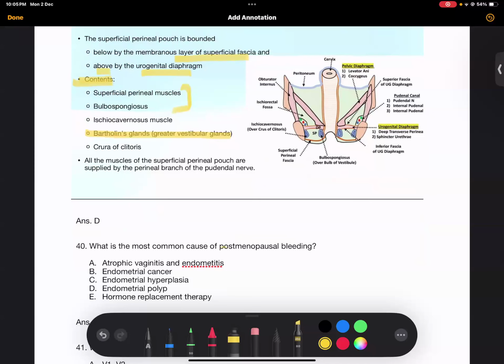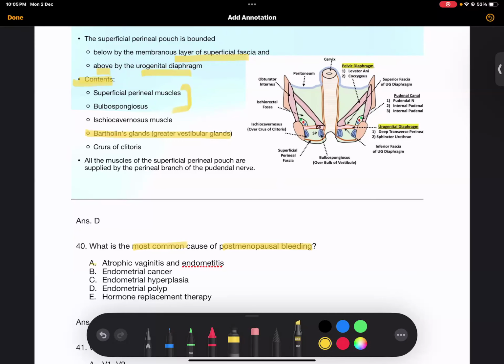So, the most common cause of postmenopausal bleeding. Always remember the most common cause. Either it is atrophic vaginitis, endometritis, carcinoma, hyperplasia, polyp, or HRT. So yes, it is atrophic vaginitis.